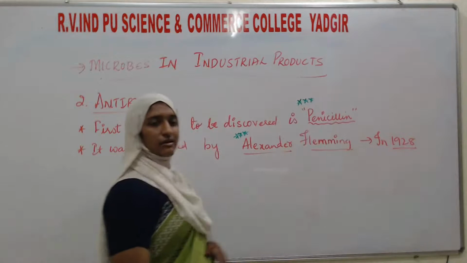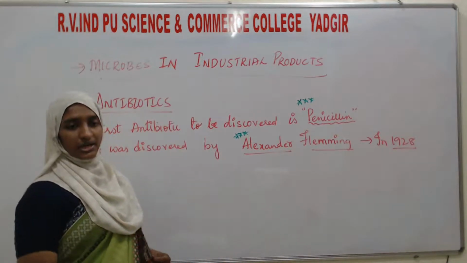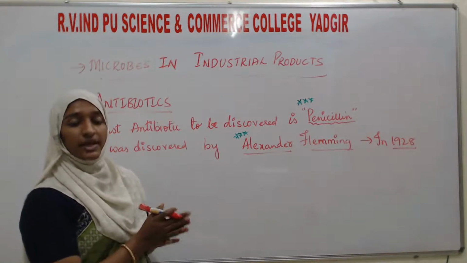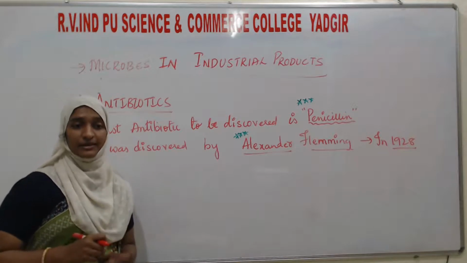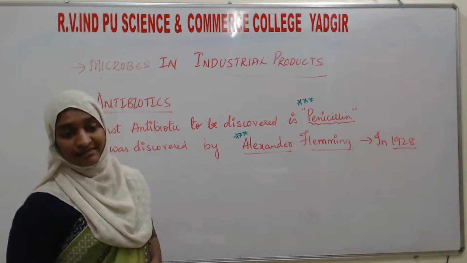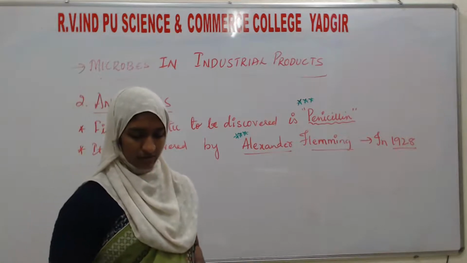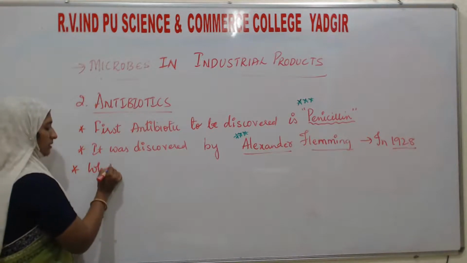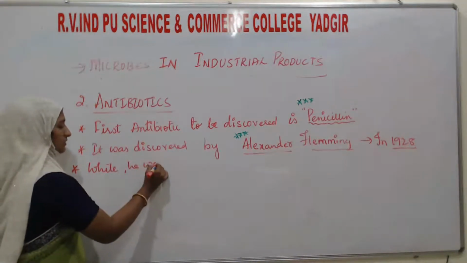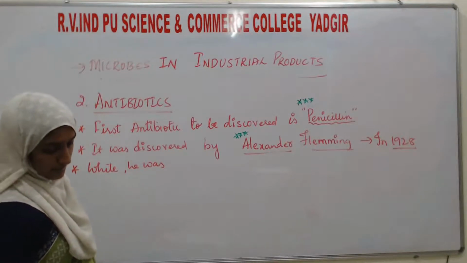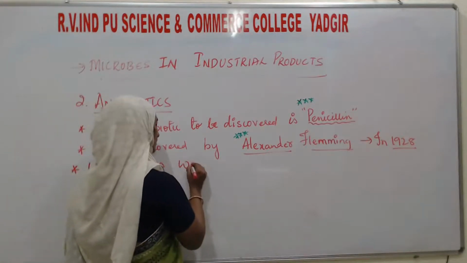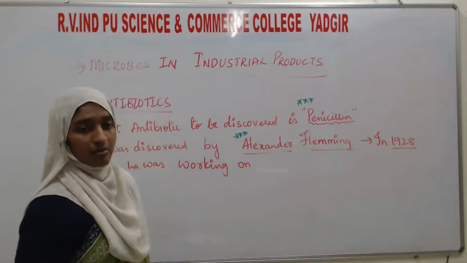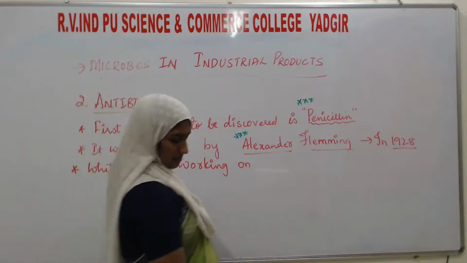In which year did he discover it? That is in 1928. So, by chance, not purposefully, he had worked on the discovery of penicillin, but by chance he discovered the penicillin antibiotic. So, while he was working on a bacteria, the name of that bacteria is Staphylococci bacteria.